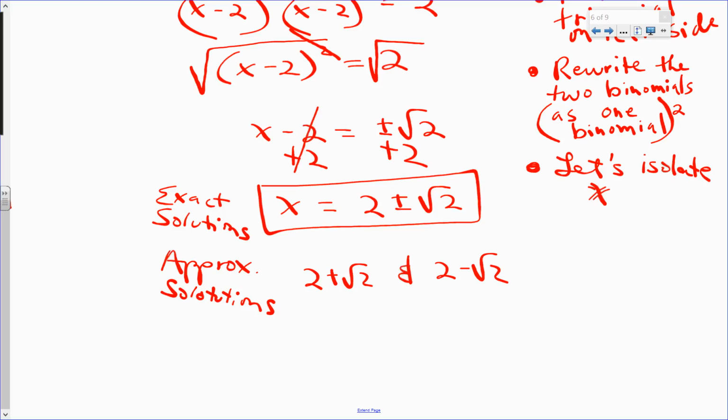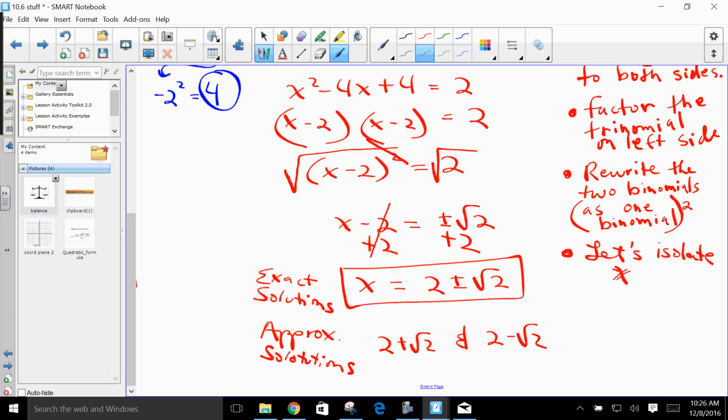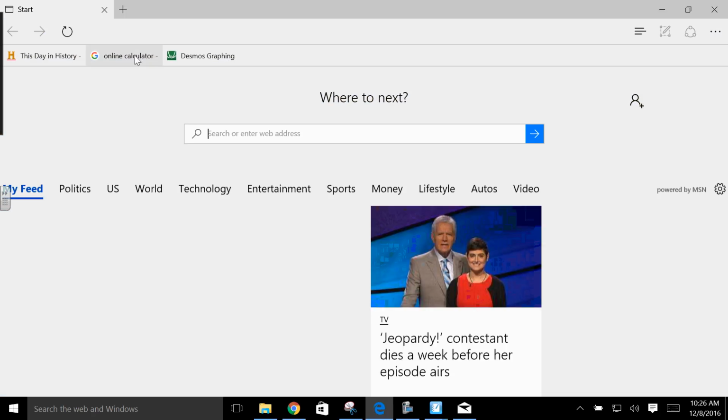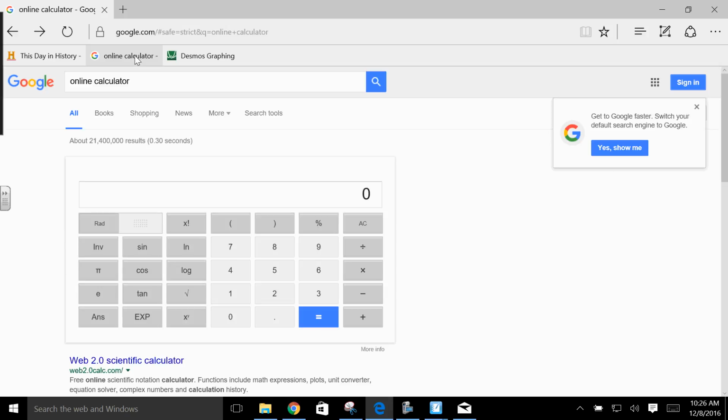So this would be my exact right here. We're done. Technically, we're done. But if you want to kind of know what numbers these are, I'm going to punch this in the calculator and what's approximate because of these long decimals. Watch. Let me go to my online calculator. So 2 plus, watch this, the square root of 2, there it is. Let me hit equal. I'll round to the nearest tenth. So it's about 3.4. That's one solution.